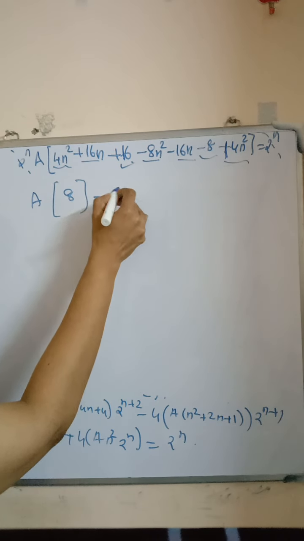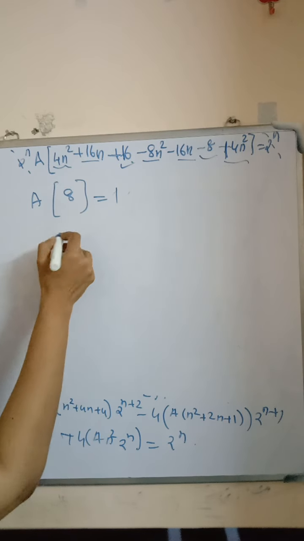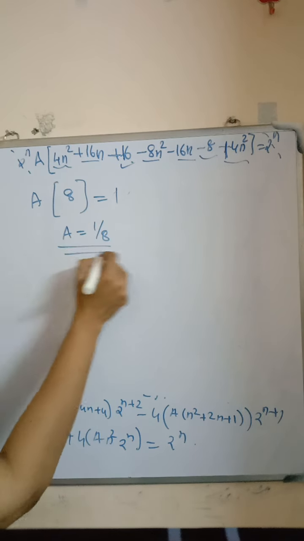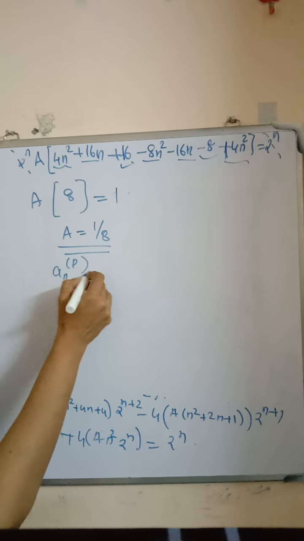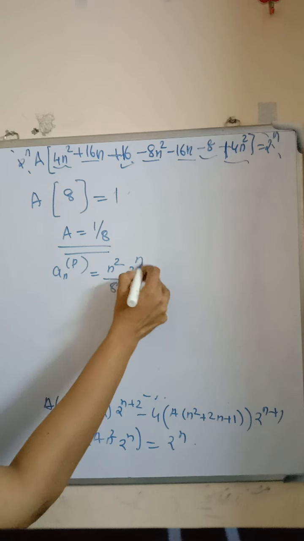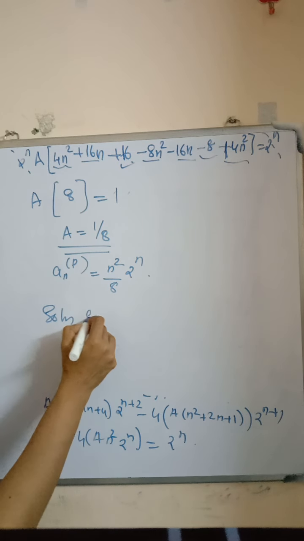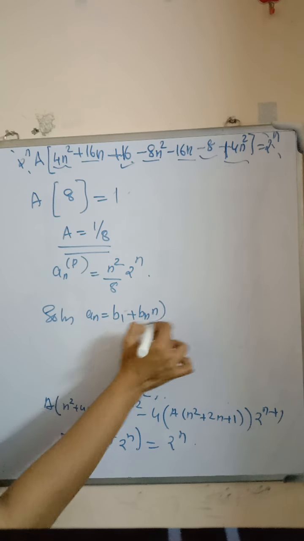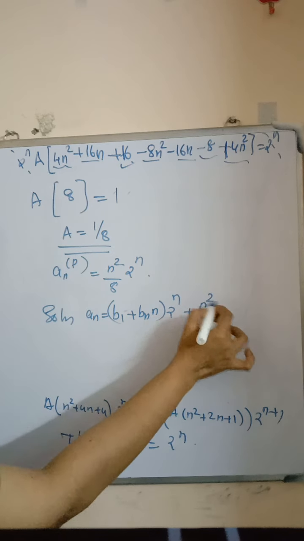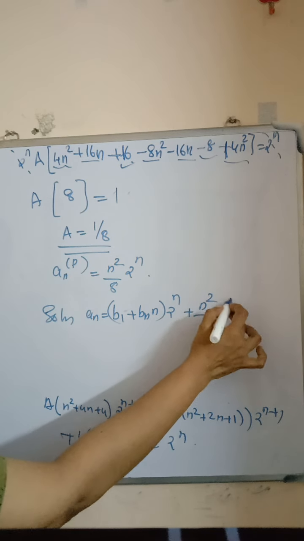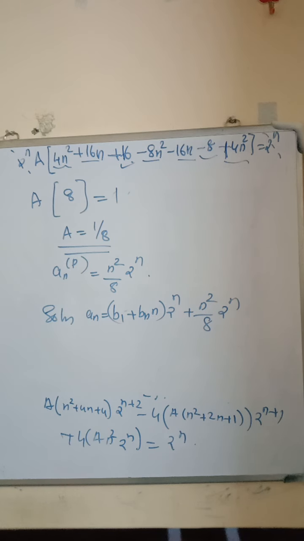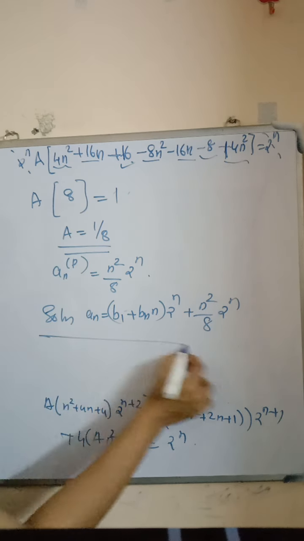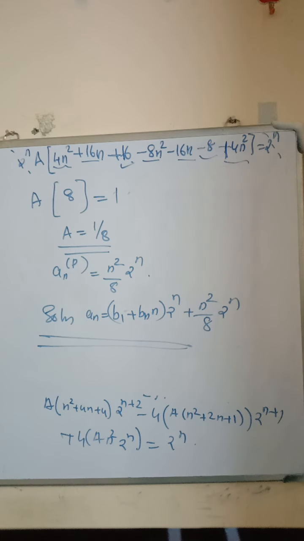A into 8 is equal to 1. So a is equal to 1 by 8. Therefore, the particular solution is n square by 8 into 2 raised to n. Therefore, the solution is homogeneous part, b1 plus b2n into 2 raised to n, plus particular solution n square by 8 into 2 raised to n. Here initial conditions are not given, therefore the solution is a n equals b1 plus b2n into 2 raised to n plus n square by 8 into 2 raised to n.